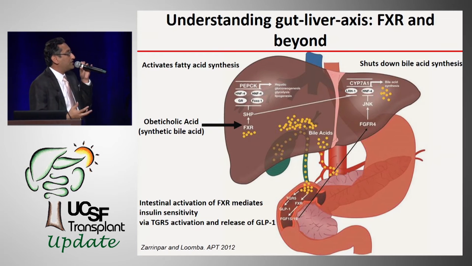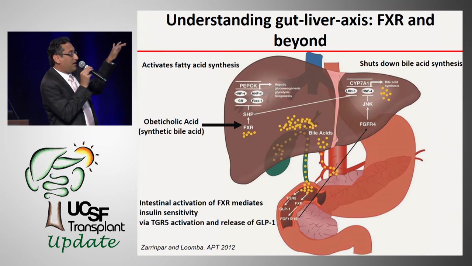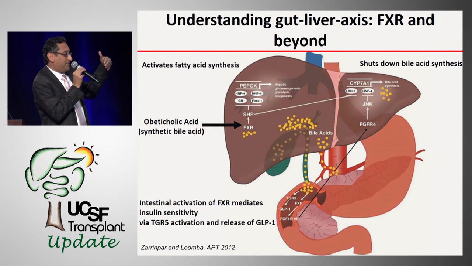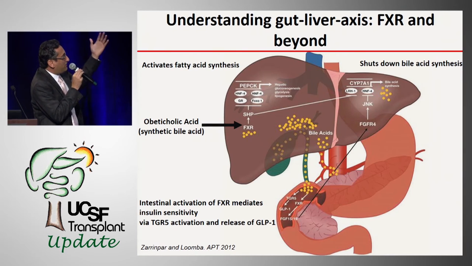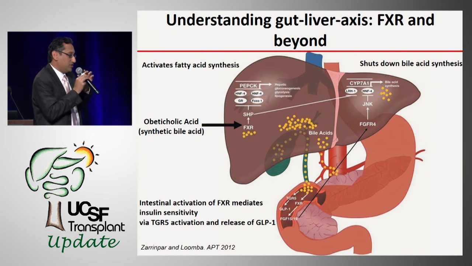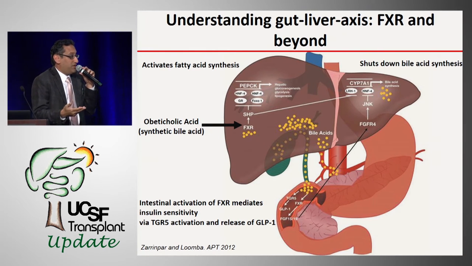As I talked about, FXR is a very complicated system, but obeticholic acid is a synthetic bile acid analog of chenodeoxycholic acid. It has 100 times more affinity for FXR activity, and when you increase the FXR activity, it activates fatty acid synthesis and shuts down bile acid synthesis. It also has receptors in the intestine, where it mediates insulin sensitivity by activation of TGR5. For all these reasons, it also has a role in primary biliary cholangitis because of shutting down the bile acid synthesis.